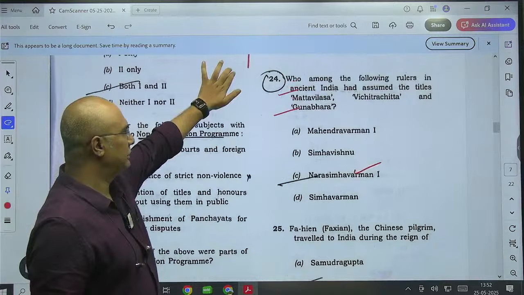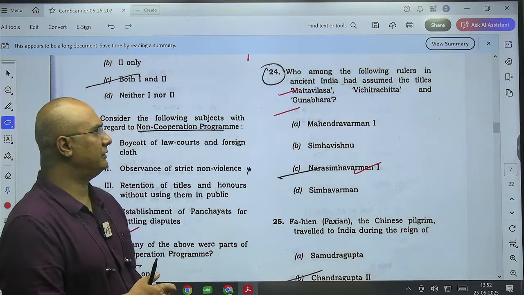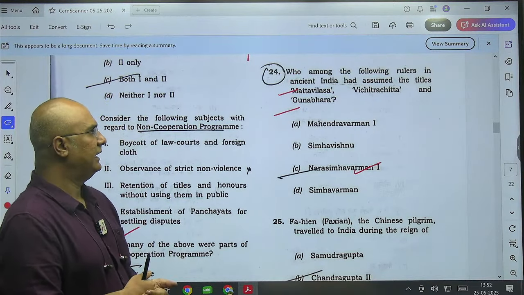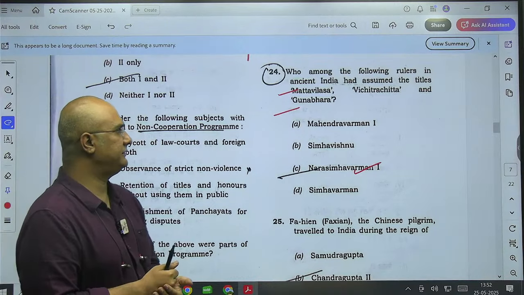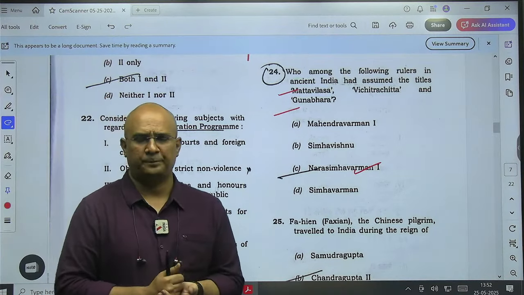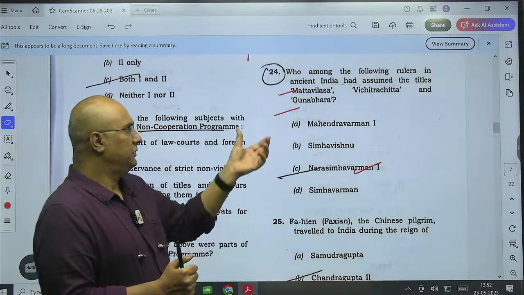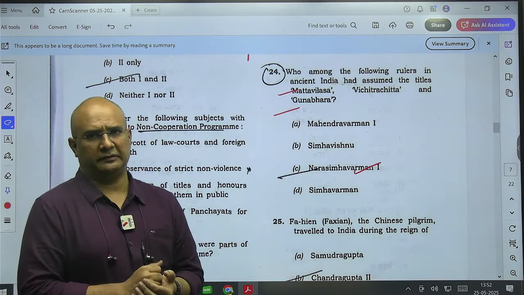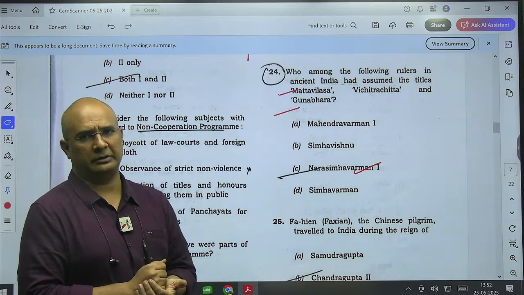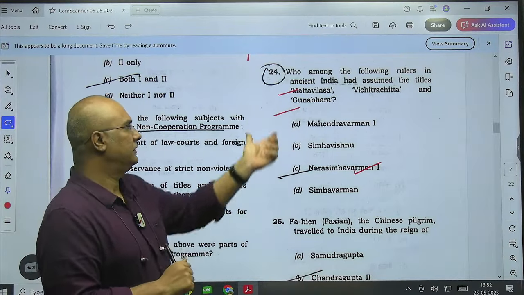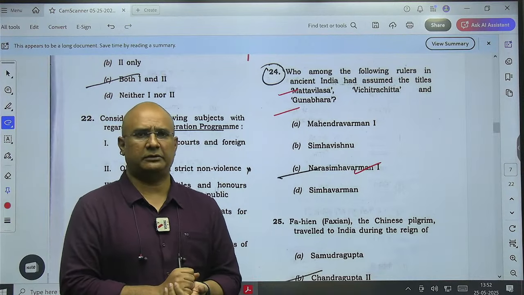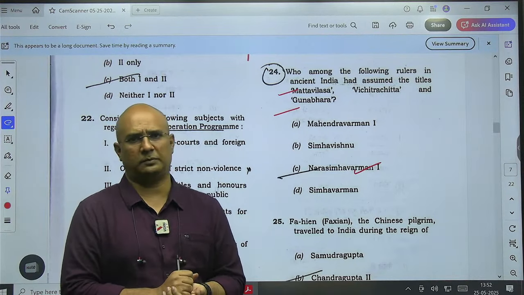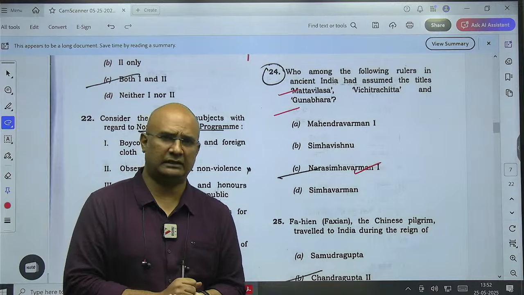Repeated question. The 24th question is from ancient India. Who among the following rulers in ancient India had assumed these titles, Mattavilasa, Vichitrachitta and Gunabhara? Now, it might look difficult in the first instance, but when you try to recollect from your knowledge, you will easily be able to pick an answer for this. Because we know that from the Pallava dynasty there was a king called Mahendravarman I who wrote a Sanskrit drama called Mattavilasa Prahasana.